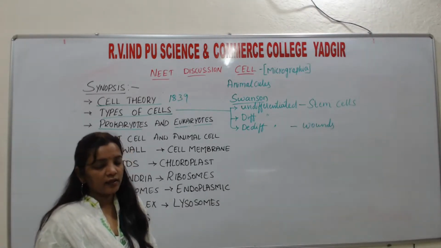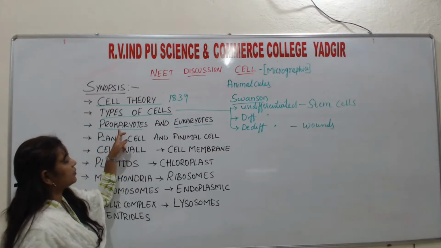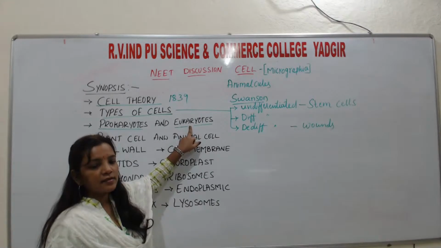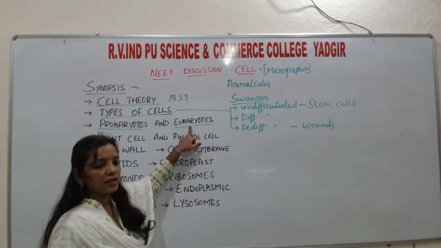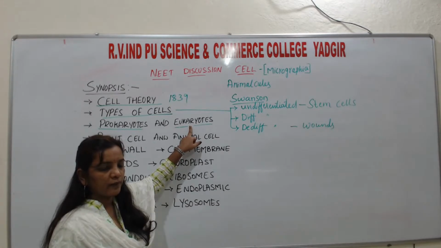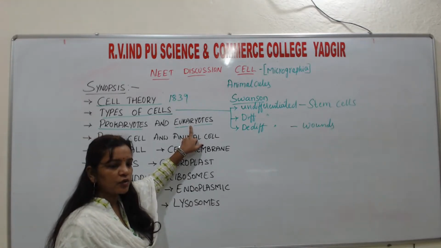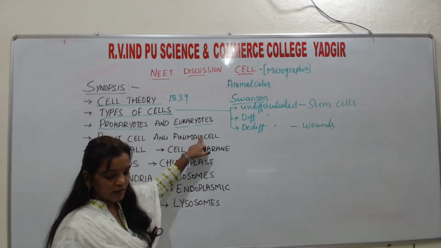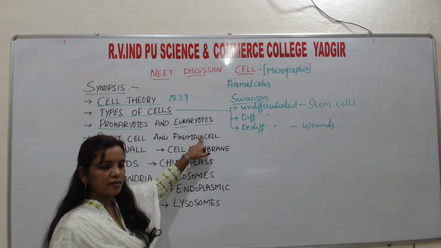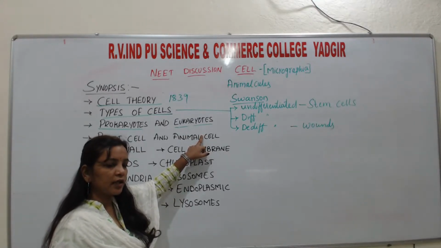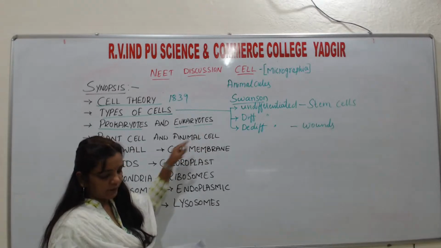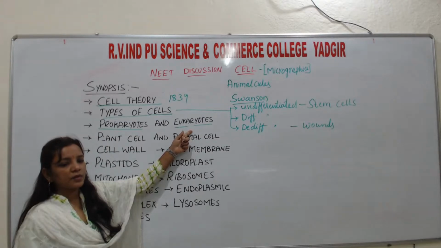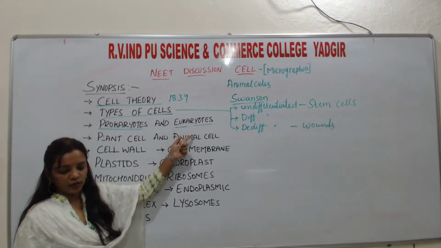Next, 70S type of ribosome is present in case of prokaryotes and 80S type of ribosomes are present in eukaryotes. Fix it in your mind. Okay, 70S type of ribosome is present in prokaryote and 80S ribosomes are present in eukaryotes, and 70S type in mitochondria and all. Centriole is also absent in case of prokaryotes. Centrioles are present in case of the eukaryotes.